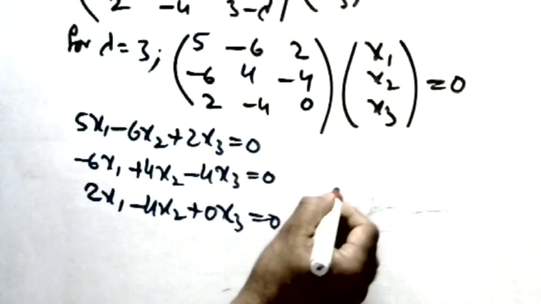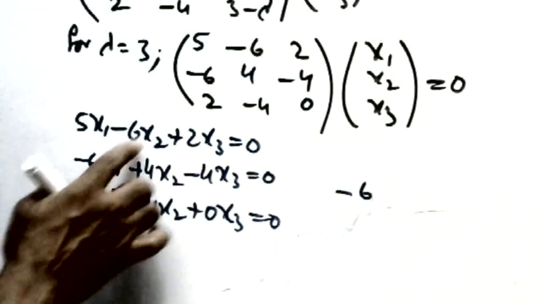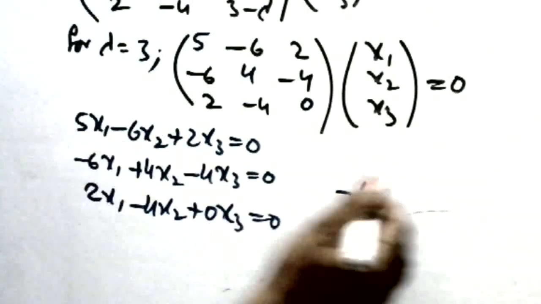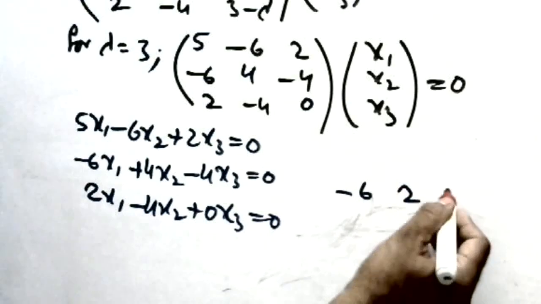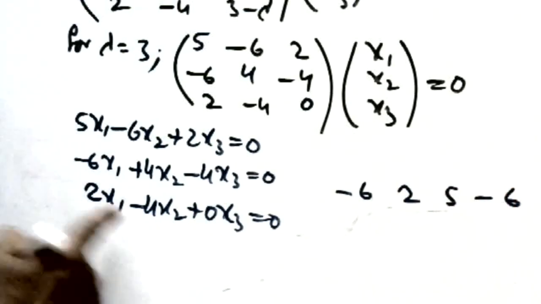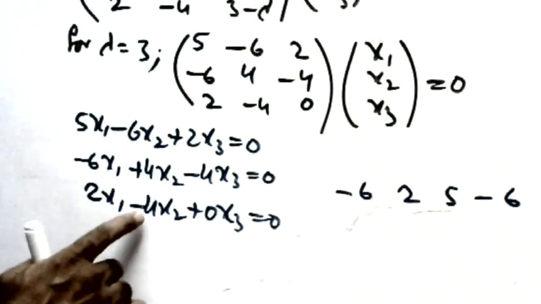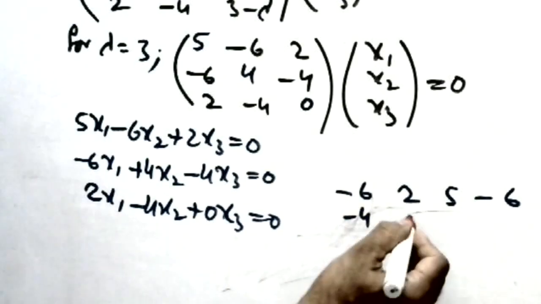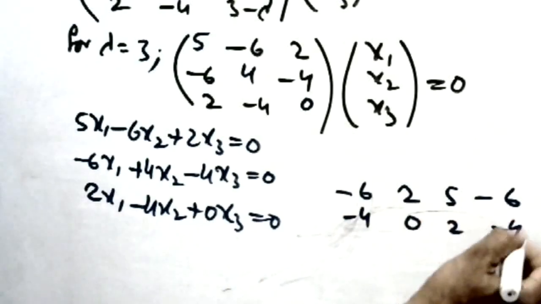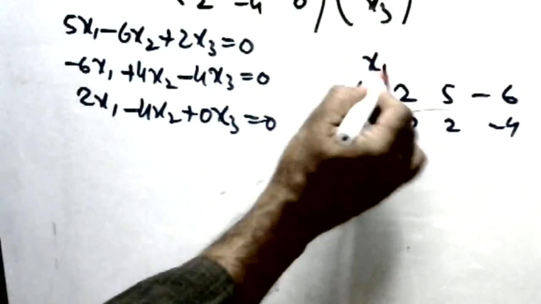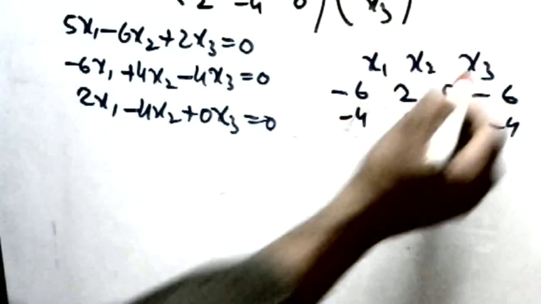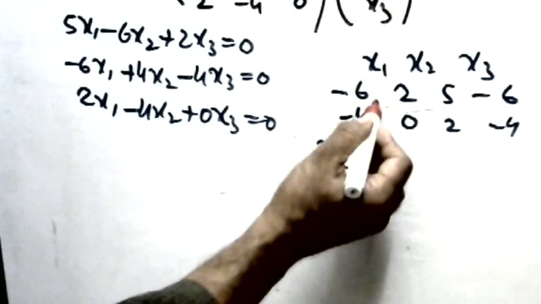Now, let me solve any two equations from this. I am taking the first one. Start from the middle number: minus 6, 2, 5, minus 6. Now here, let me take this number, minus 4, 0, 2, minus 4. We can take any two equations to solve this one. So this is x1, this is x2, this is x3.